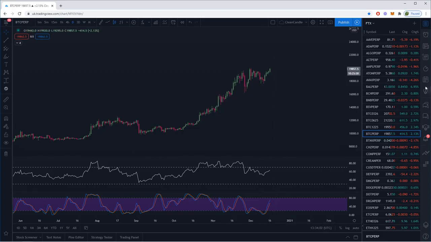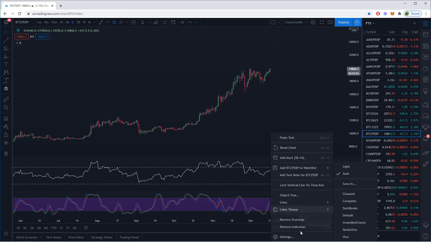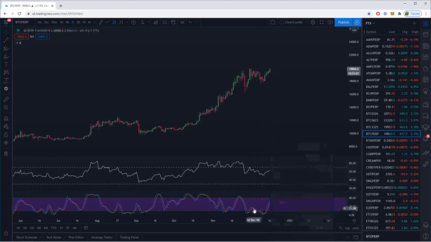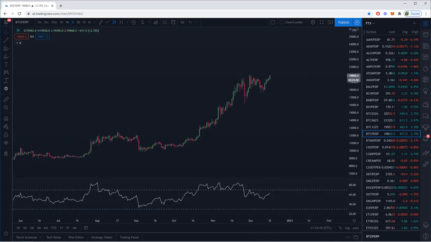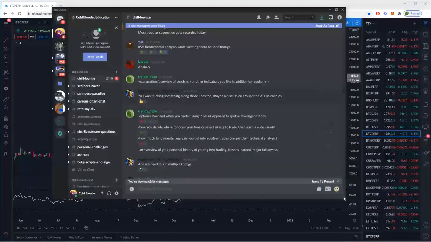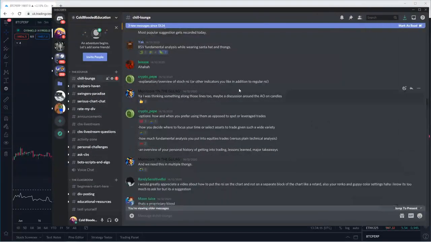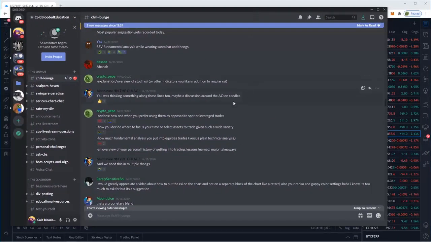Alright, so that's what I'm using, okay? That's how I would use stock, and that's how I use AO as the combinations. Let's get this back over. Oh, and there you go. Mon says discussion on AO on the candles. So yeah, covered that off in that thought process as well.